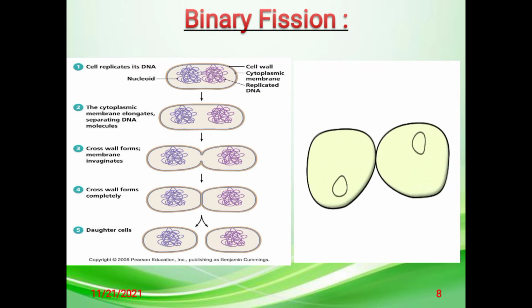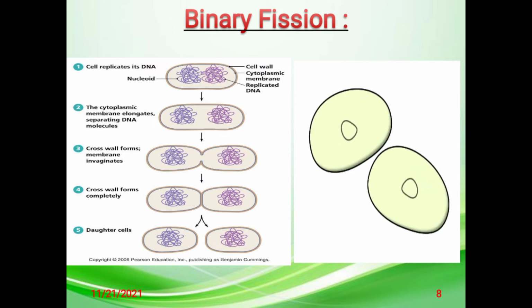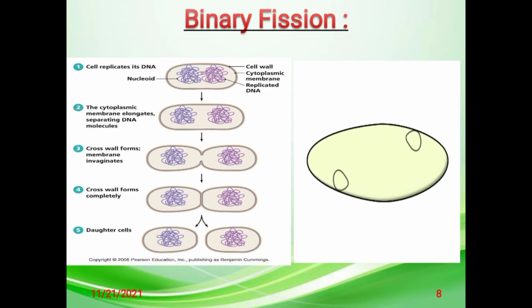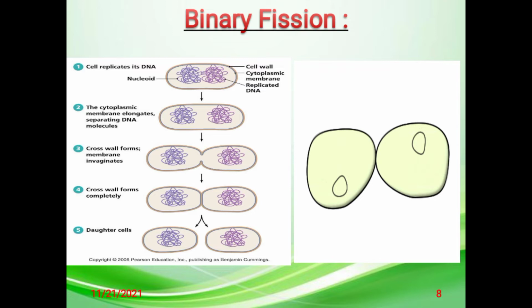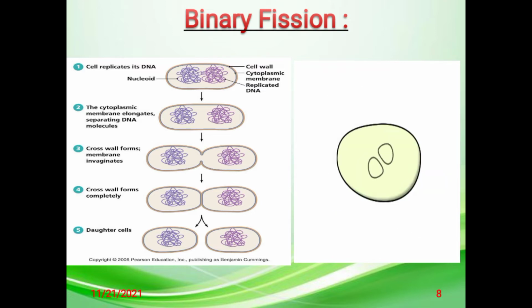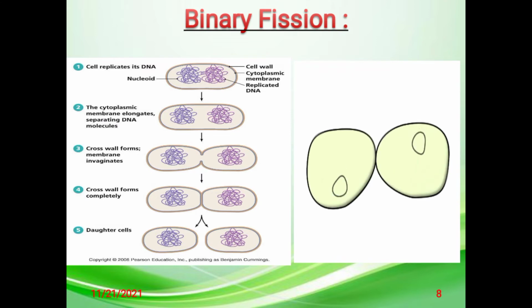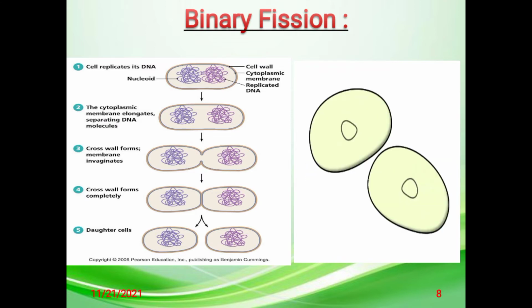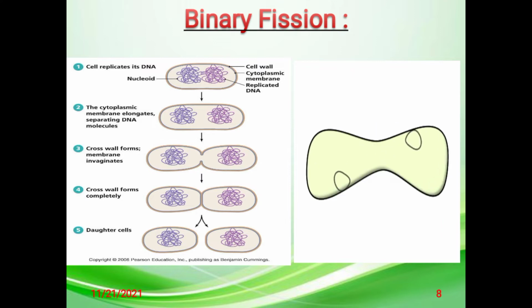First, the cell replicates its DNA. Next, the cytoplasmic membrane elongates, separating DNA molecules. Then the cross wall forms as the membrane invaginates. Then the cross wall forms completely. Then it forms daughter cells.